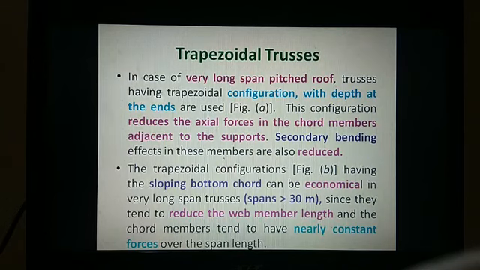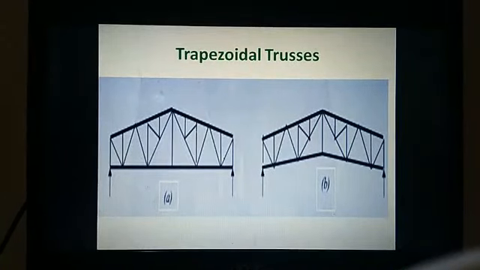And coming to the third one, which is the trapezoidal truss. In case of very long span pitched roofs, trusses having a trapezoidal configuration with varying depth ends are used. Let me show you how these trapezoidal trusses are going to be. This is how the trapezoidal trusses are used, where the sections are tapered like this with the help of a trapezoidal shape, right? This is the trapezoidal shape. That's why these are called trapezoidal trusses.